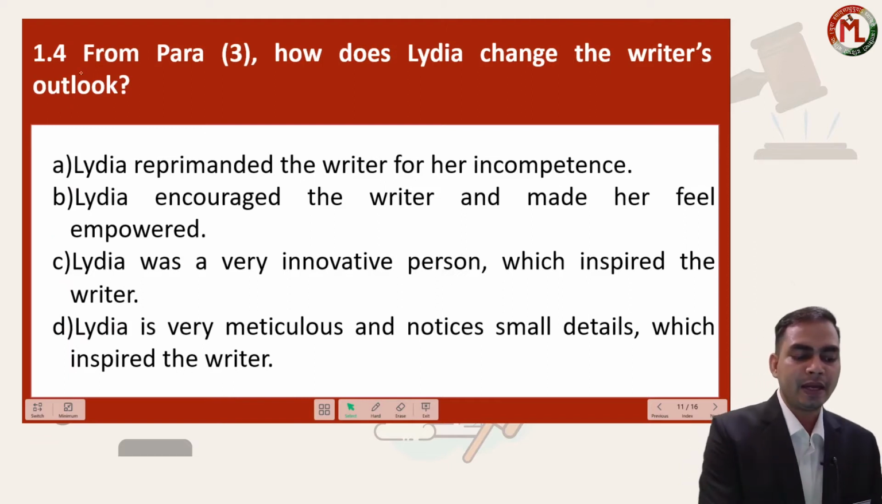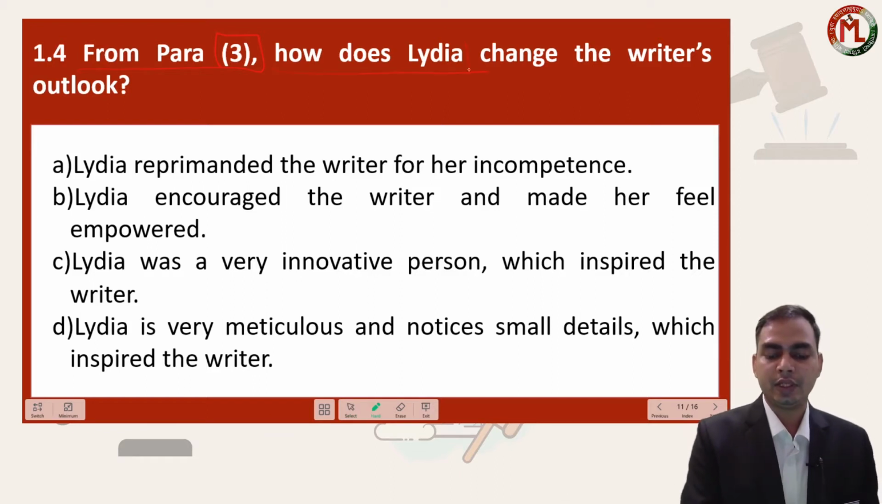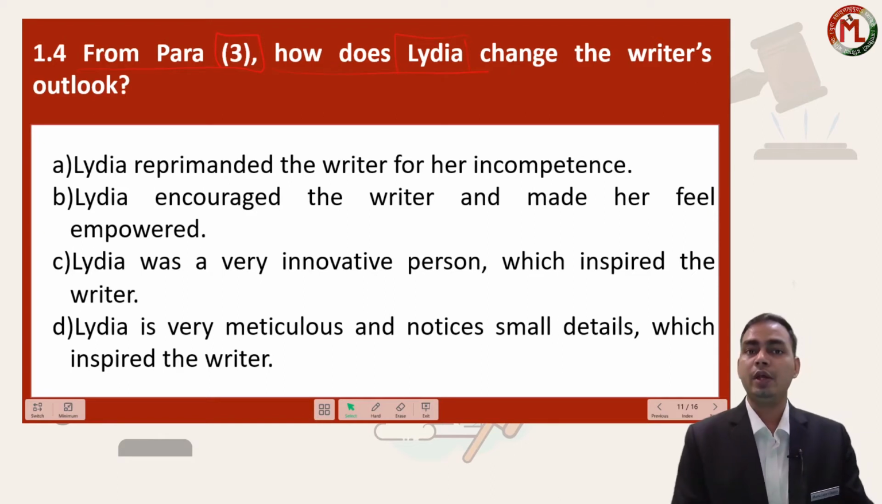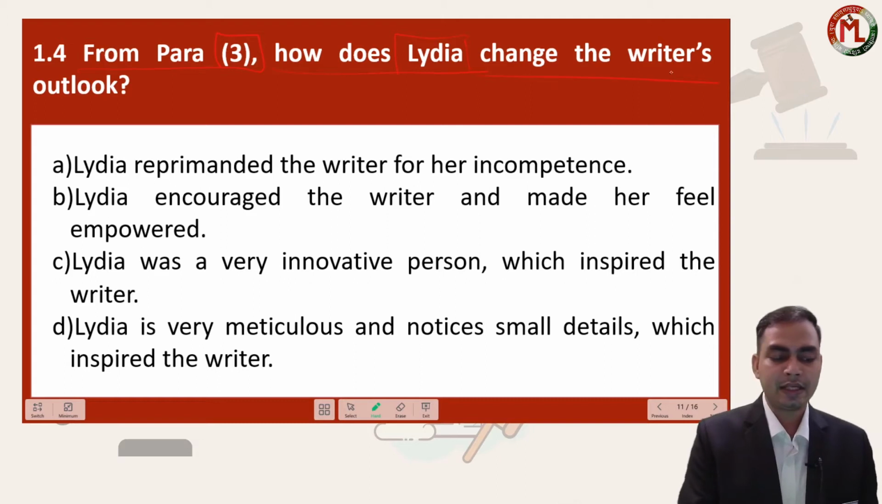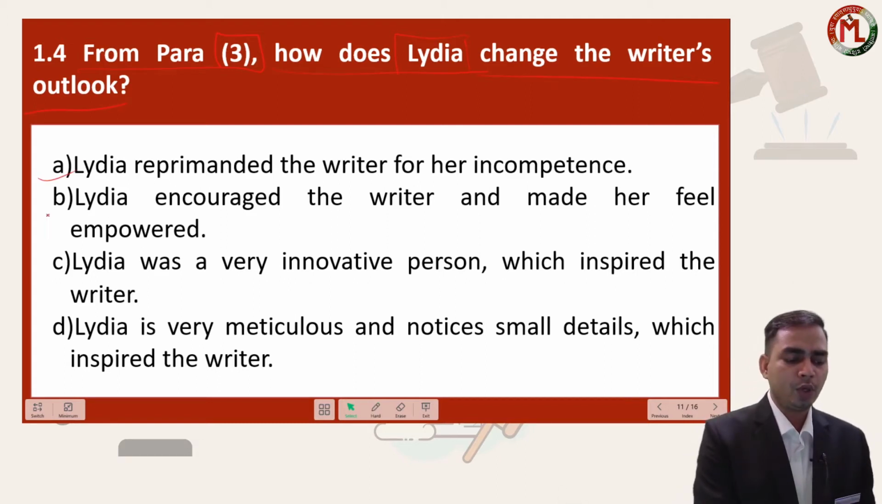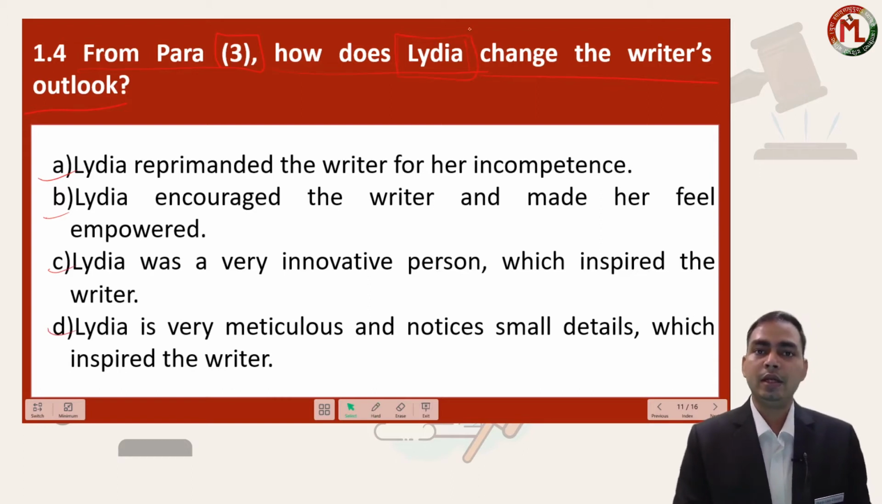Question number 4 is from para 3. Again, you have to be focused upon para 3 whenever you are reading para 3. Be alert. How does Lydia, so there is another character introduced before you, so whenever Lydia is introduced, make sure that there is a question from Lydia. Change the writer's outlook, or perspective you can say. So there are 4 options that how this character Lydia helped the writer change her perspective towards things.